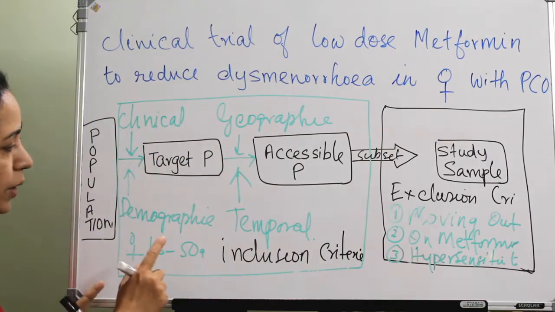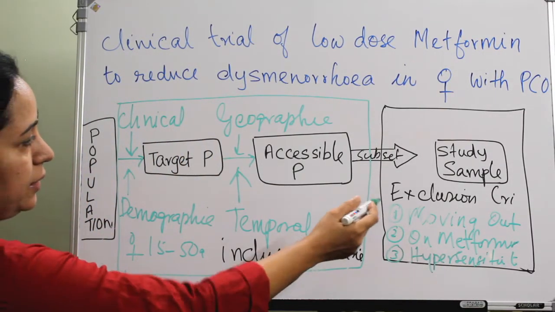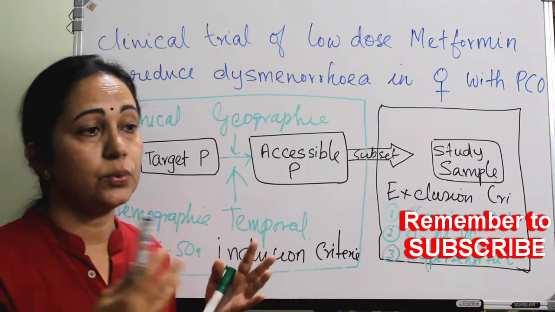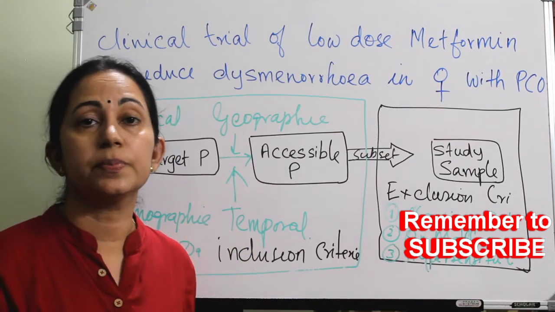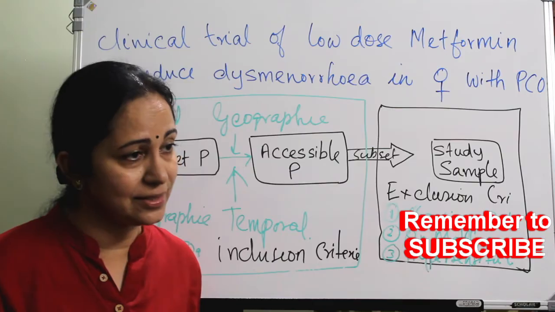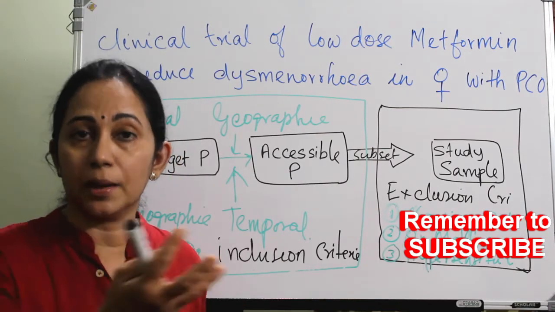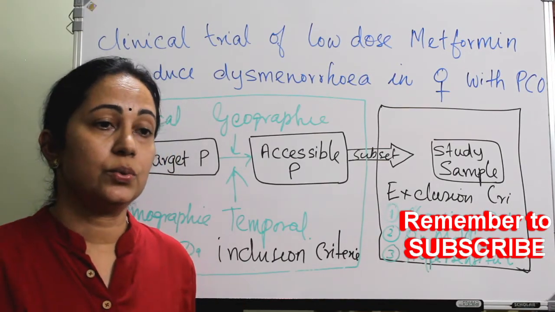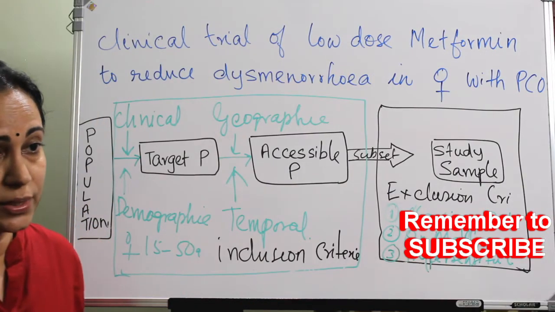So this is how you have to think on inclusion criteria and exclusion criteria. From this, now you know that hospital-based studies will be easier, isn't it? So all the patients will come to our center. So that will be easy for us to do the study.